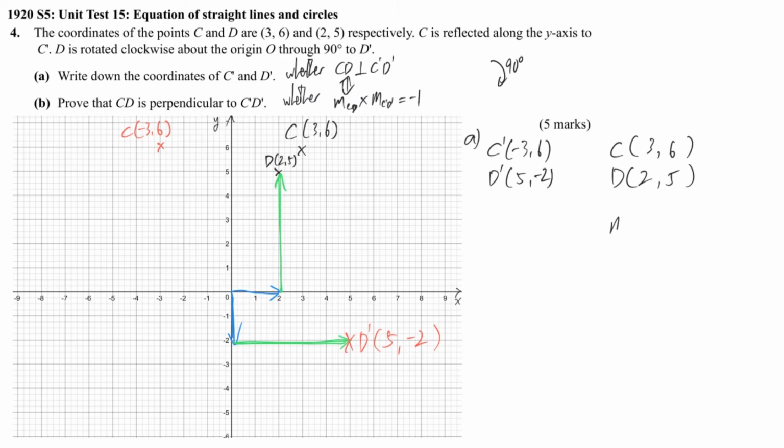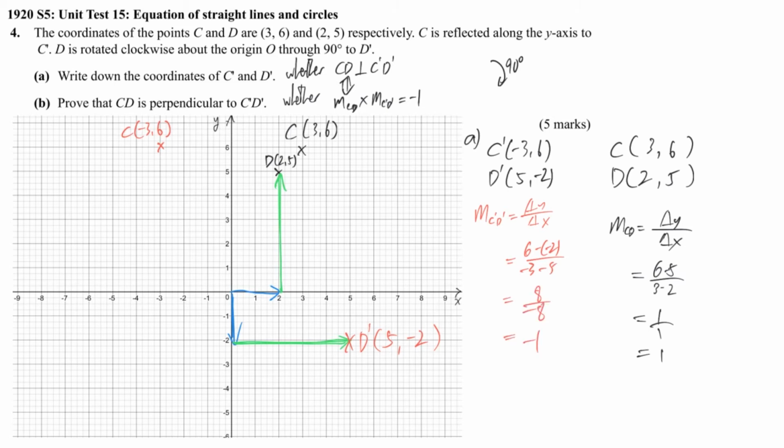So the slope of CD is equal to delta y divided by delta x. For the y difference, we use 6 minus 5. Then for the x difference, we use 3 minus 2. 1 over 1, so it's equal to 1. We do the same for C prime D prime. The slope of C prime D prime is equal to delta y divided by delta x. So 6 minus -2, or you may write down 6 plus 2 directly, over -3 minus 5. We get 8 over -8.